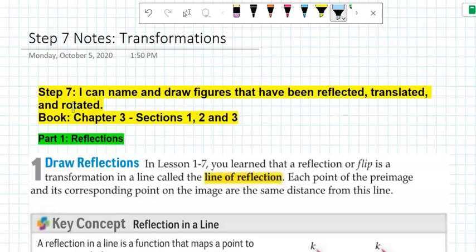So a reflection, hopefully maybe you're thinking, like when you look into a mirror, right, you see your reflection. You're not going to see the same exact thing, right? A reflection is going to flip the image, okay? And each time we're going to start with something called a pre-image, which is going to have a corresponding point on the image at the same distance from this line. That's the biggest thing. So think about like when you're looking into that mirror, as you get closer to the mirror, your reflection gets bigger, right? Because you're getting closer and closer to that point that is reflecting.